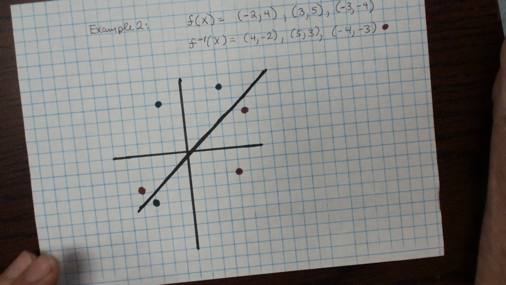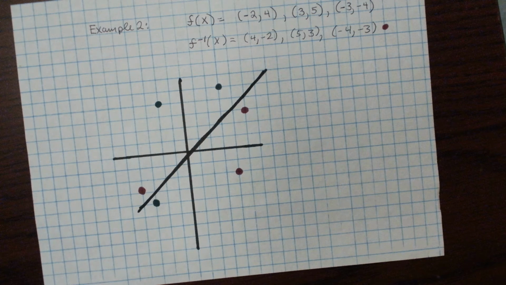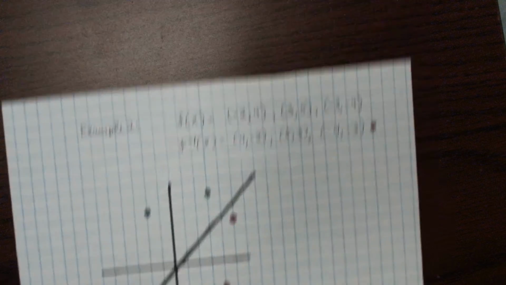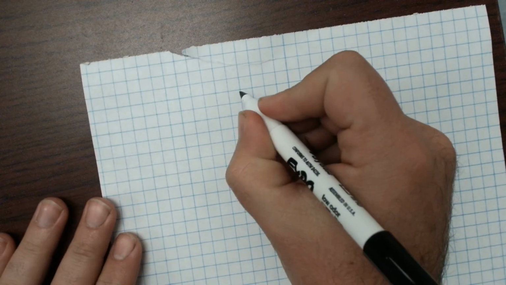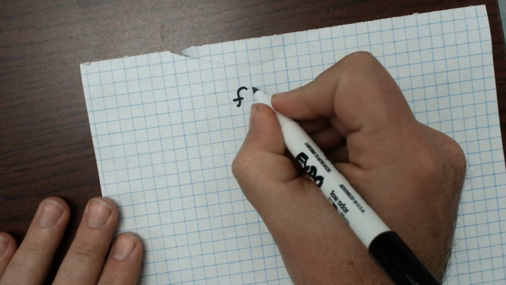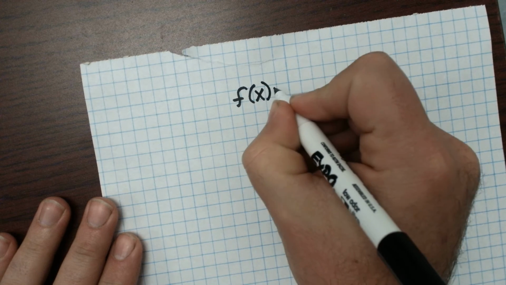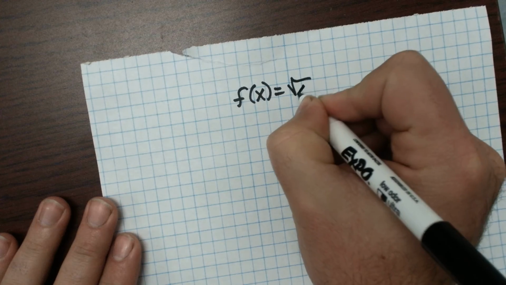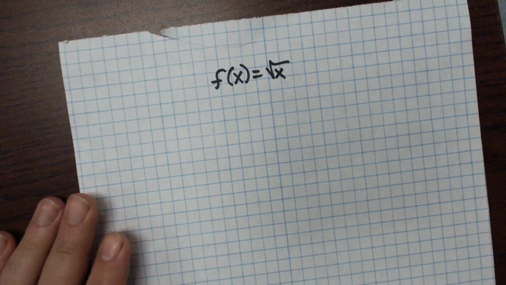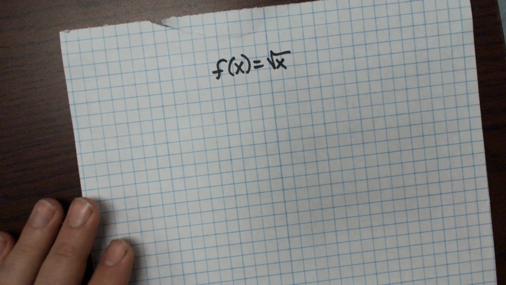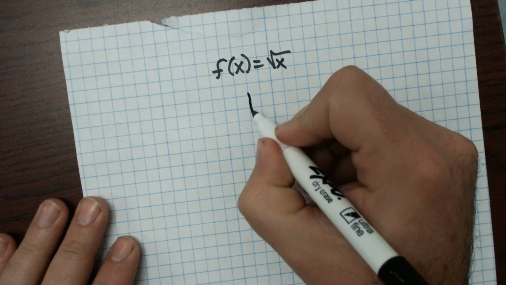And just to quickly do a third example, let's say we have a function that we know, a square root function. So f of x equals the square root of x, and we're asked about that. What you can do is pick some of the basic points that go along with that on a typical table that you know.